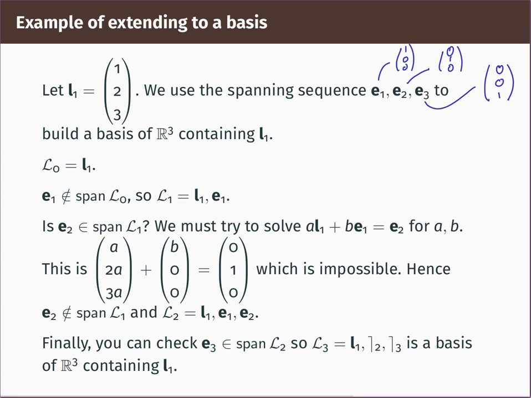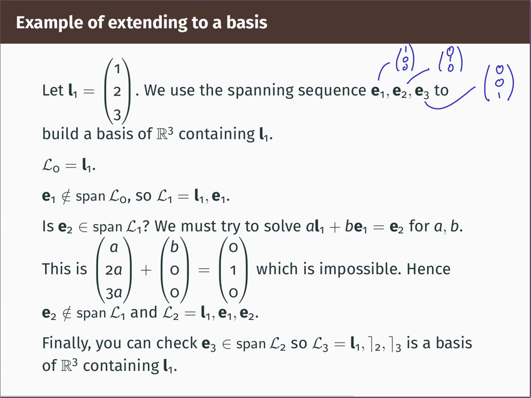So we're going to use the technique of the proof to produce a basis for R^3 containing l_1. So what we do is we create this sequence of sequences of elements of R^3. The initial one, L_0, is just the original sequence, which in our case is just the vector l_1.